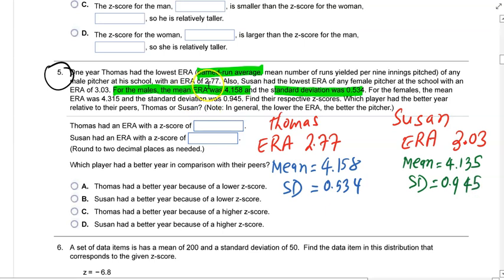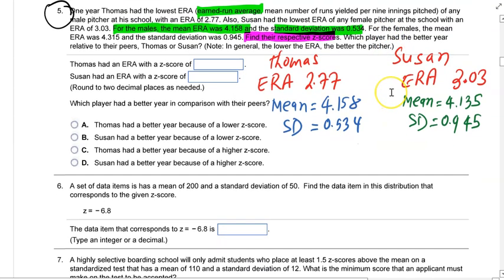And the question is, find the respective z-score. Look at the question. Find the respective z-score and answer which player had a better year relative to their peers. Is it Susan who has a better year or Thomas? Notice that in general, the lower the ERA, the better the pitcher. Okay, and the first thing you have to find is the z-score of Thomas. How do you find it?